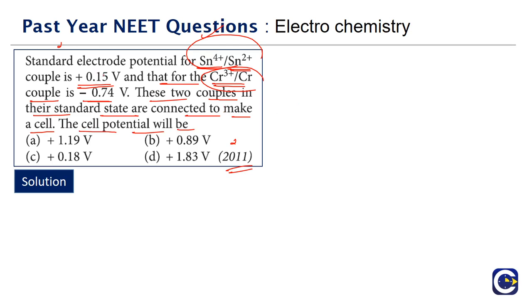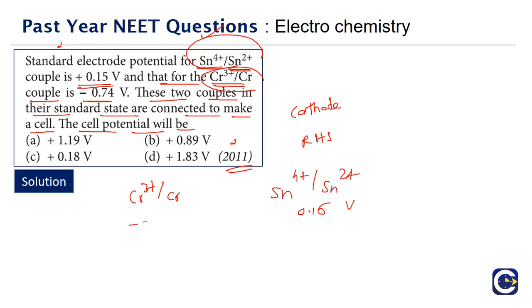So if you look at it, these standard electrode potentials mean reduction potentials. Which is higher? For Sn4 plus Sn2 plus, the reduction potential is 0.15. This will be the RHS. RHS is the cathode. Whichever has a high reduction potential will be the cathode. And for chromium 3 plus chromium, the reduction potential is minus 0.74 volt. This is our LHS. LHS is always the anode in the normal notation. RHS means cathode, LHS means anode. So what is the E cell value?